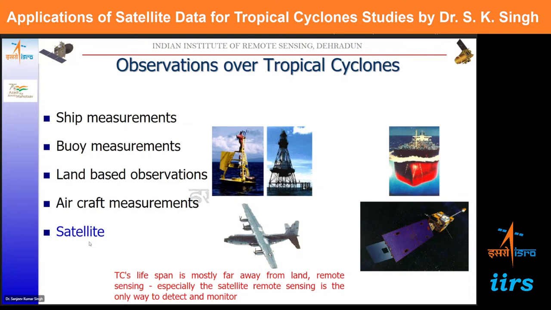And the next one is the satellite. Because the tropical cyclone's lifespan is mostly far away from the land, the satellite plays a major role at that time. For continuous monitoring and predicting of the tropical cyclone, the satellite is very important, from any platform like geostationary, polar, and others. It gives very useful information to the forecaster, so that they can use this information in the model and predict the tropical cyclone track, intensity, and landfall position.